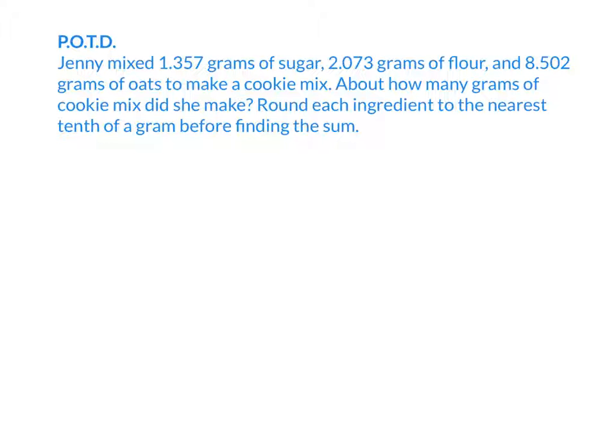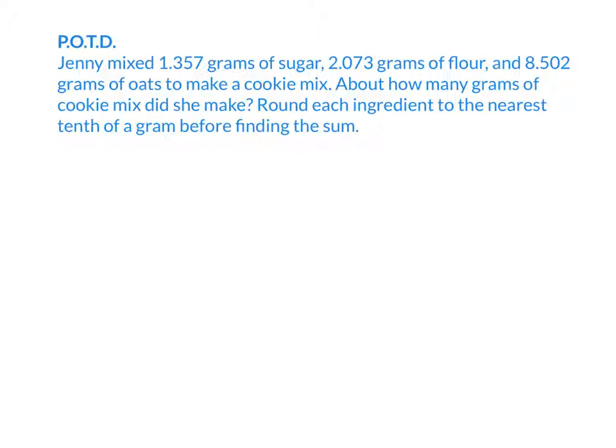It says that Jenny mixed 1.357 grams of sugar, 2.073 grams of flour, and 8.502 grams of oats to make a cookie mix. Those are the only ingredients she put in the cookie mix. So it won't really make good cookies, but that's what she did. Sugar, flour, and oats. About how many grams of cookie mix did she make? Round each ingredient to the nearest tenth of a gram before finding the sum.